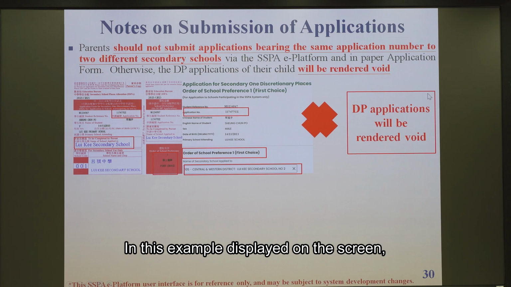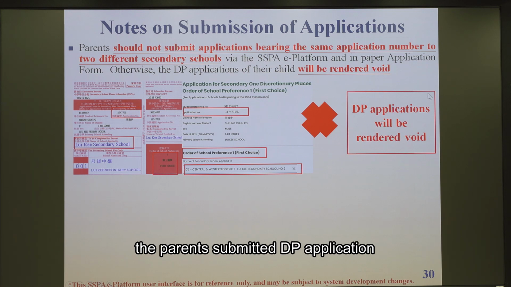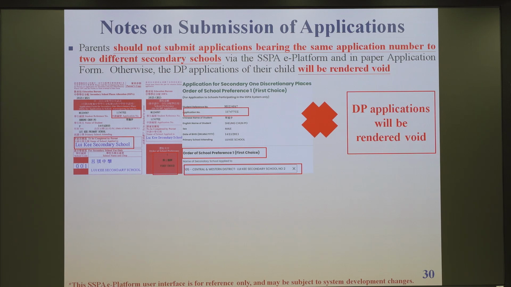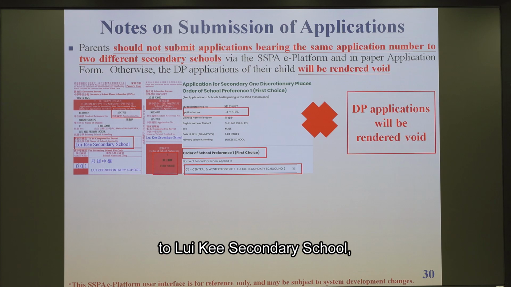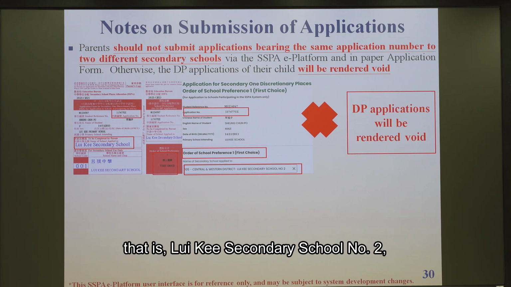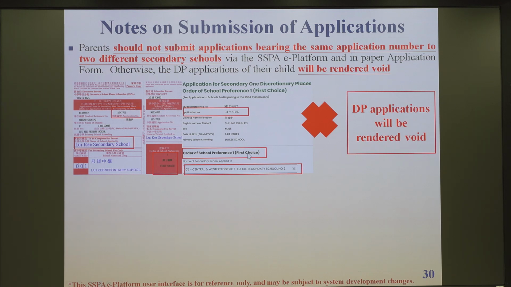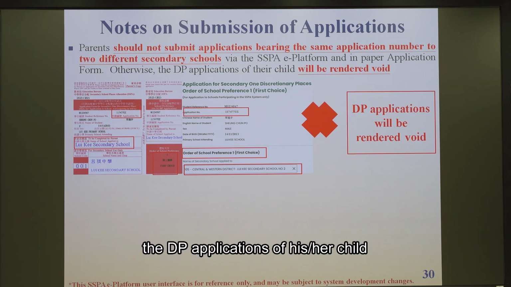In this example displayed on the screen, the parents submit the DP application with order of school preference 1 to Lloyd K Secondary School, and the parent has submitted the paper application form with order of school preference 1 to Lloyd K Secondary School, while also submitting an application with order of school preference 1 to a different secondary school, Lloyd K Secondary School number 2, via the SSPA e-platform. In this case, the DP applications of his or her child will be rendered void.